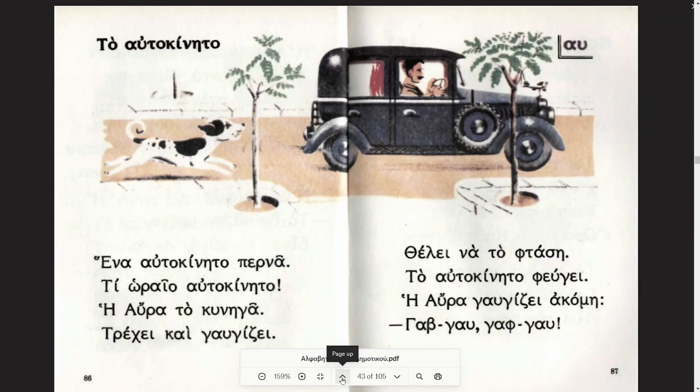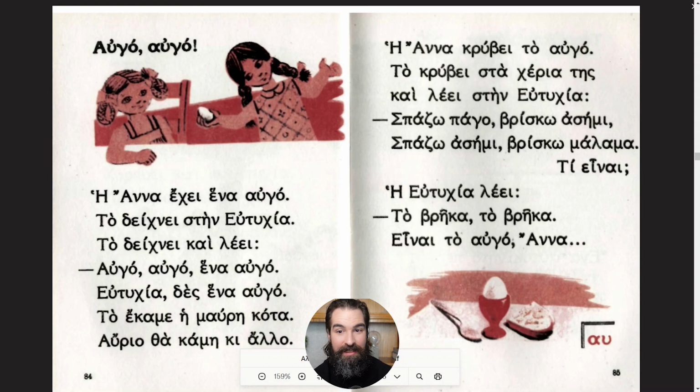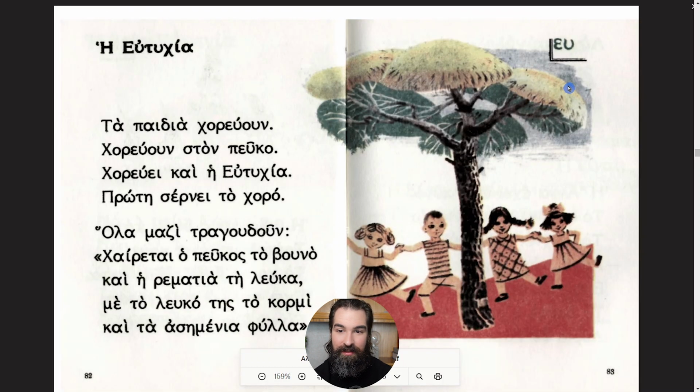Moving on, here's a good one. Alpha Y, remember alpha Y and epsilon Y make the Y become like a V or an F. So here we have children dancing. Τα παιδιά, the children, χορεύουν. Τα παιδιά χορεύουν.